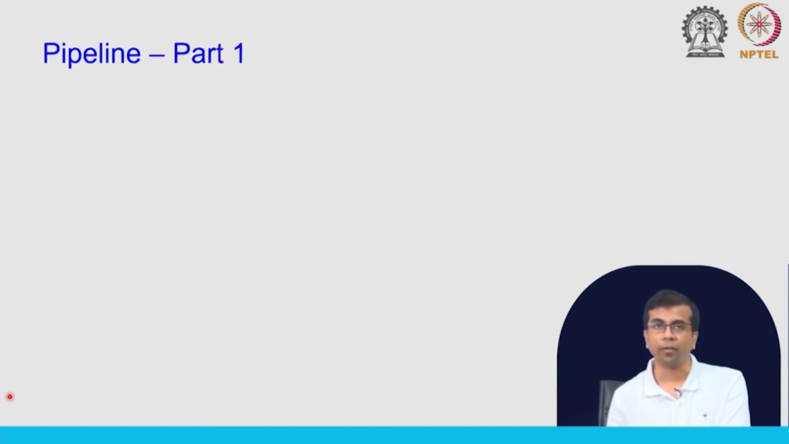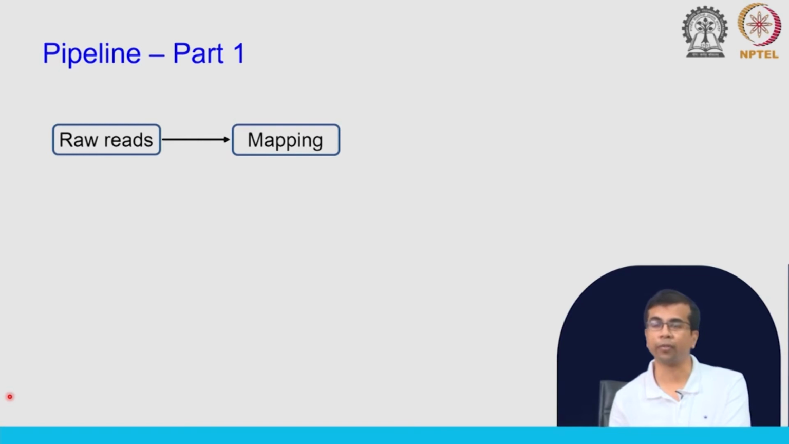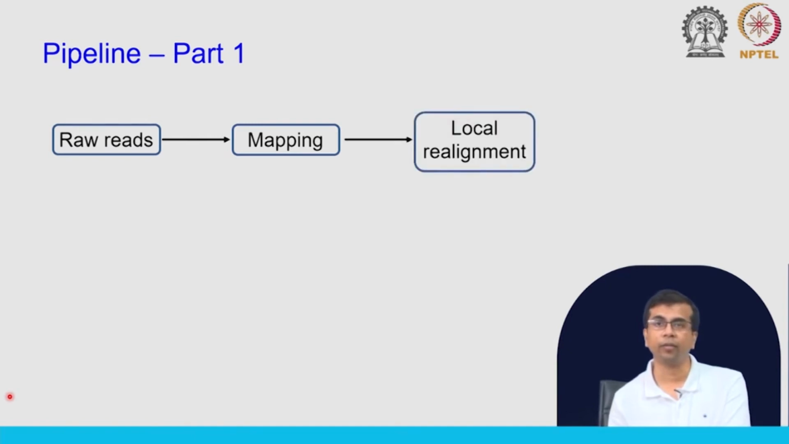So, let us now talk about this pipeline. This is part 1, there are multiple parts, and the first part, of course, we have talked about already, is that we take raw reads and do the mapping. Once we have generated the mapping, we do something called local realignment.